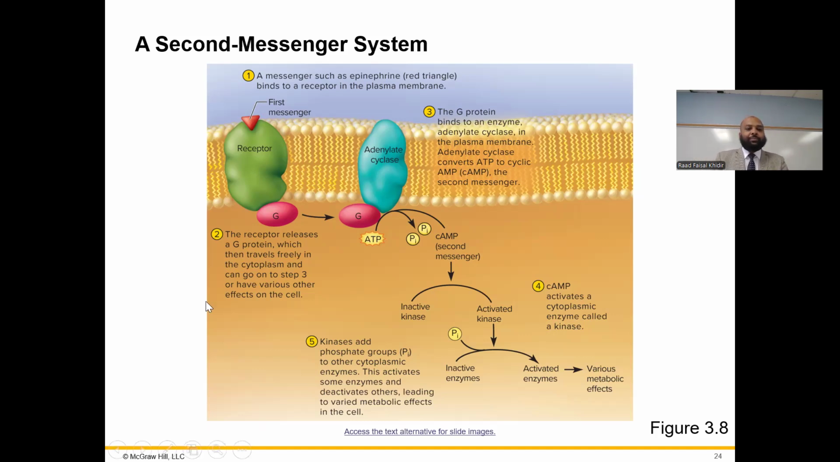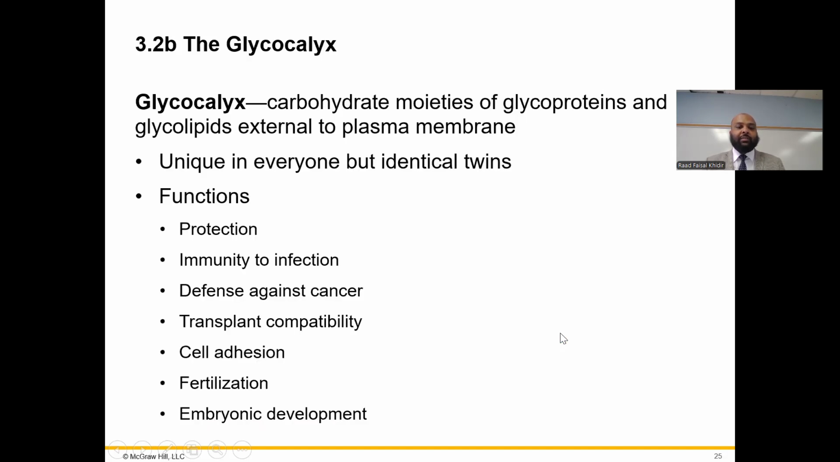And this example, it's not too early to get yourself used to it because we're going to see it a lot. A messenger such as epinephrine would bind on the outside. Say no more, you already know that because it needs to bind on the outside, and on its behalf, another second messenger exerts the effect. And here the second messenger is the cyclic AMP. So we need to generate a second messenger, and the second messenger will activate an inactive kinase, and the activated kinase will now activate the inactive enzyme, and then we will have various metabolic effects.